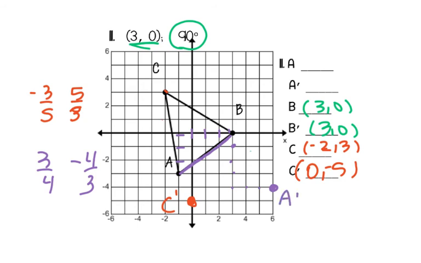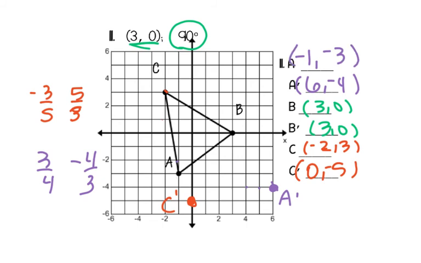And again, looking at the lines to make sure that I've got perpendicular, this line compared to that line looks reasonable. Okay, I've counted the slope, I've made sure. So my A prime is going to be 6, -4. And then A was -1, -3.